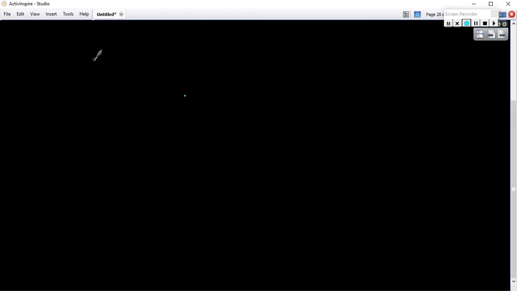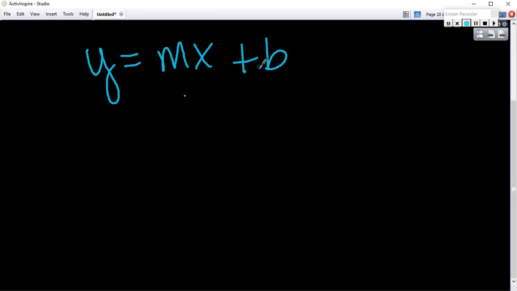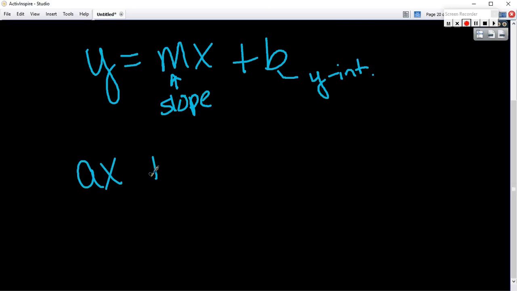Slope-intercept and standard. So slope-intercept looks like this. That's the one everybody was most familiar with. M is the slope. B is the y-intercept. And then standard is where we use the cover-up to graph and find the places where it crossed the axis, the intercepts, okay?